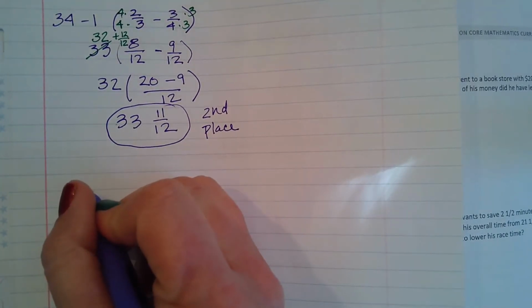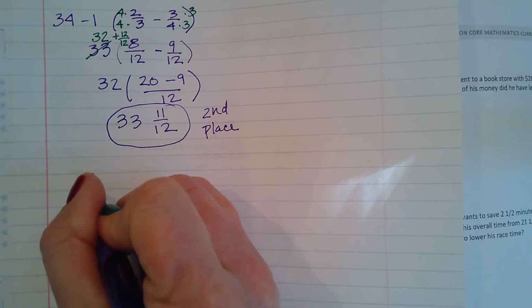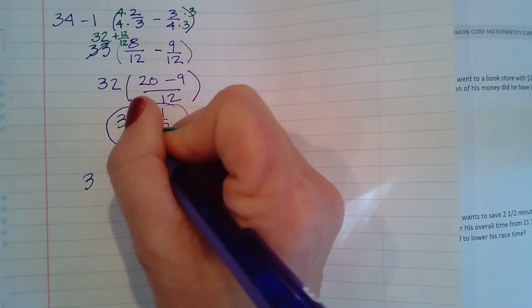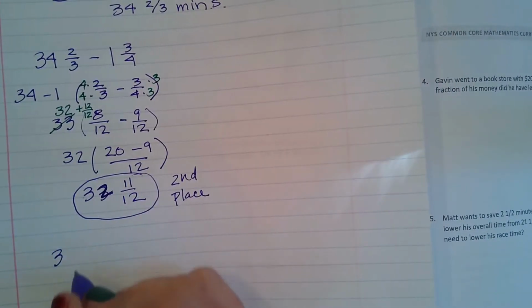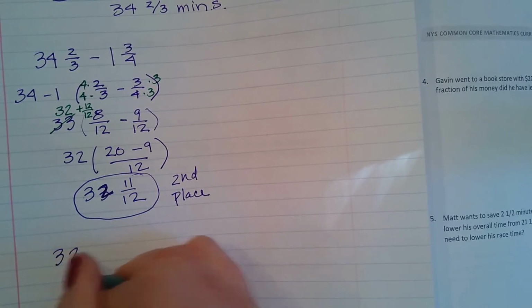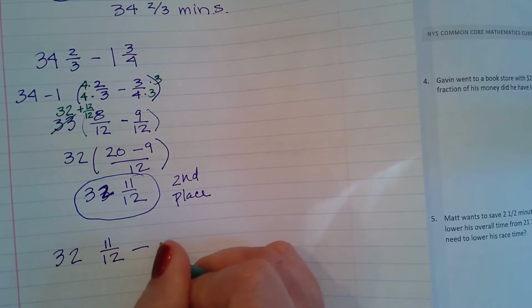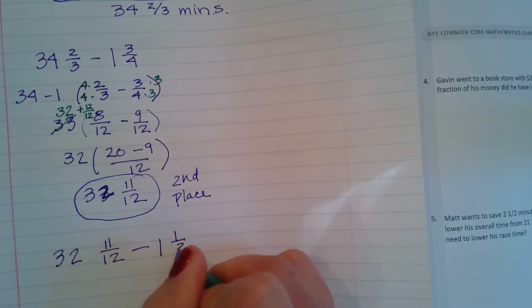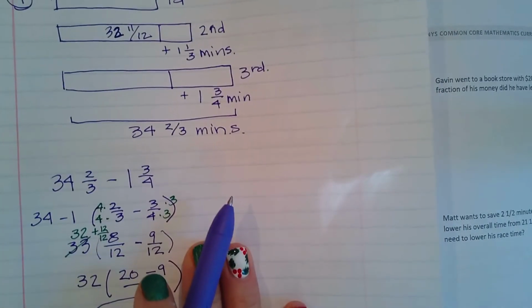Well, it's going to be 32 and 11/12, right? Whoops, I think I just wrote that wrong. 32 and 11/12. So we have 32 and 11/12, and we're going to subtract 1 1/3. So now we're trying to solve for that first place finisher time.